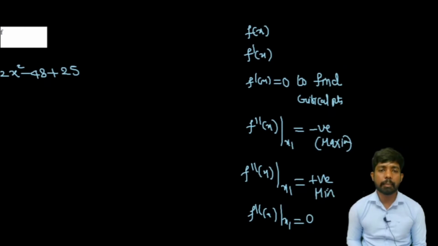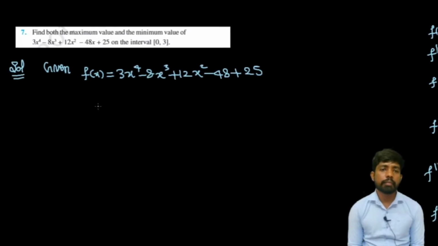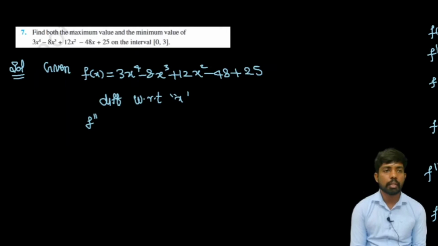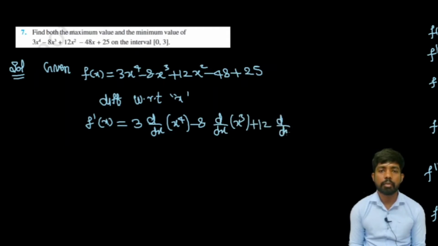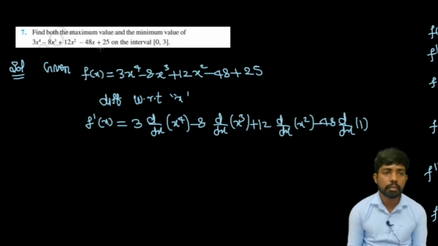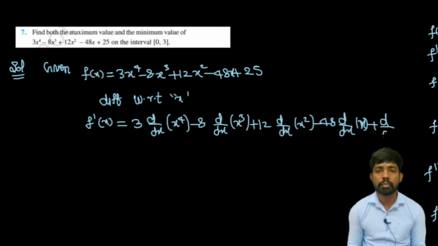Now we will follow these steps in this problem. Okay, now first differentiate with respect to x. So f dash x is equals to 3 into differentiation of x to the power of 4, minus 8 into differentiation of x cube, plus 12 into differentiation of x square, minus 48 into differentiation of x, plus differentiation of constant.